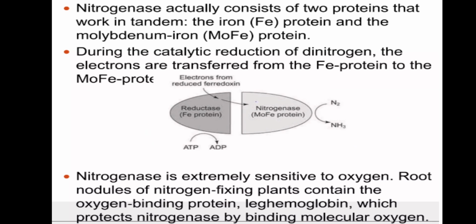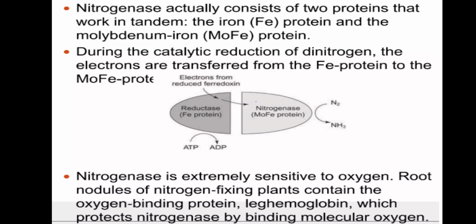So nitrogenase actually consists of two proteins that work in tandem, the iron protein and the molybdenum protein, as I have told you earlier. During the catalytic reduction of dinitrogen, the electrons are transferred from the Fe protein to the molybdenum protein. In the molybdenum iron protein, nitrogen is converted to ammonia, and in the reductase Fe protein, ATP is hydrolyzed to ADP.